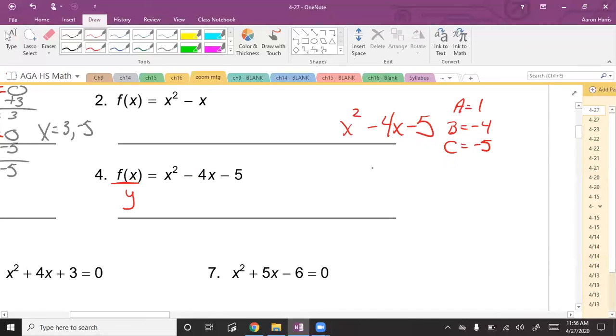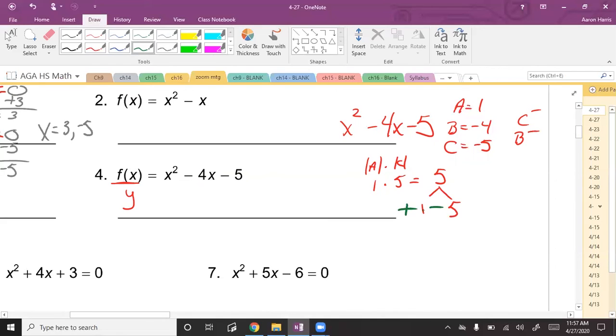Take the absolute value of A times the absolute value of C. So I get 1 times 5, which is 5. Then I do a list. Always start with what? 1. So I get 1 and 5, 2, 3, 4, and I'm back to 5. So there's only one list of factors for 5. Now, C is negative, B is negative. Therefore, I know that the bigger number has to be negative. The smaller number has to be positive.